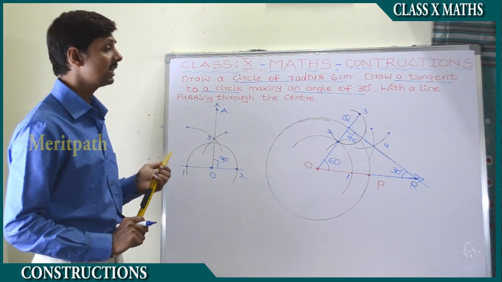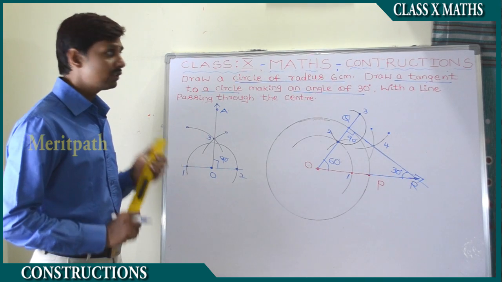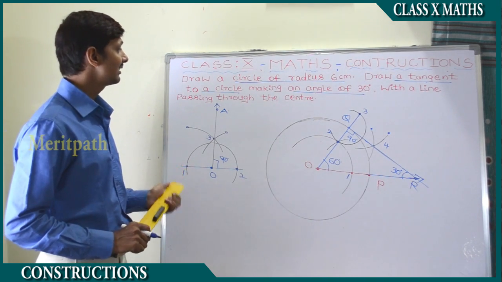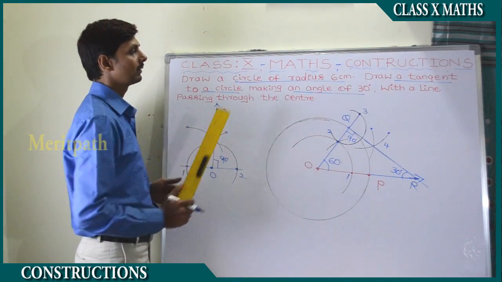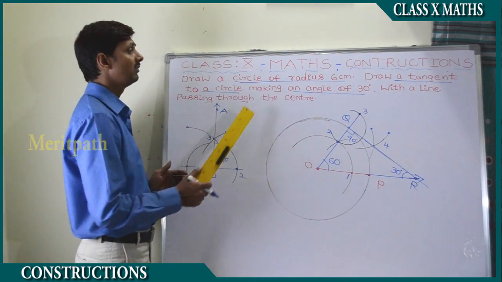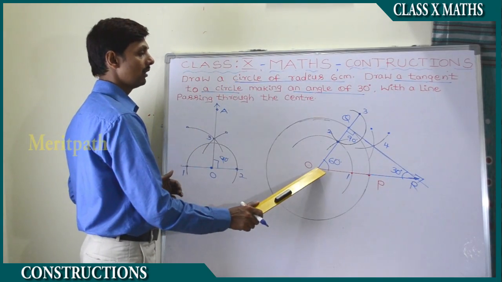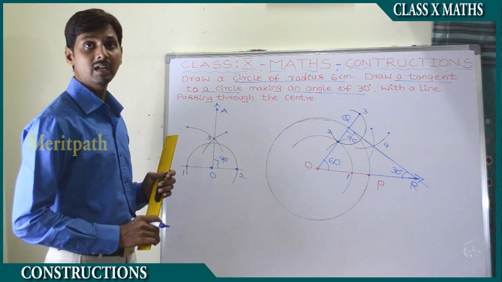And we have constructed a triangle, and we have constructed a tangent which is making an angle of 30 degrees. Let's recall the problem here. Draw a circle of radius 6 centimeters and draw a tangent to a circle which is making an angle of 30 degrees with a line passing through the center. Hence, the construction is completed.